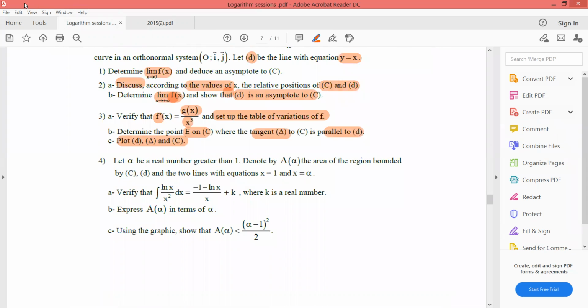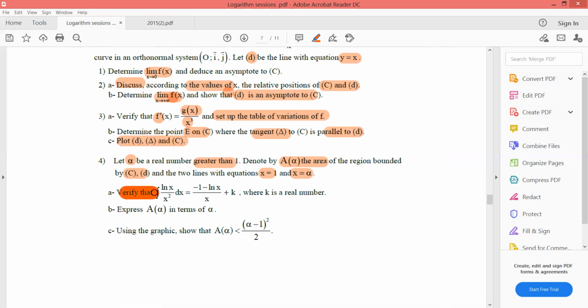Okay, still we have part 4. Let alpha be a real number greater than 1. Denote by A alpha the area of the region bounded by C, D and the lines x equals 1 and x equals alpha.